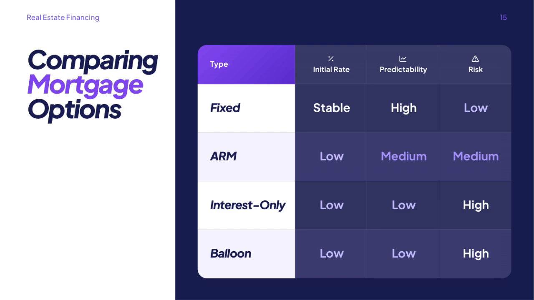Interest-only loans feature low initial rates and low predictability because you're only paying interest at first, which can involve higher risk since the principal isn't being reduced. Lastly, balloon mortgages also start with low rates and low predictability, but carry a high risk due to a large payment that's due at the end of the term. Understanding these differences can help you choose the mortgage type that best fits your financial situation and risk tolerance.